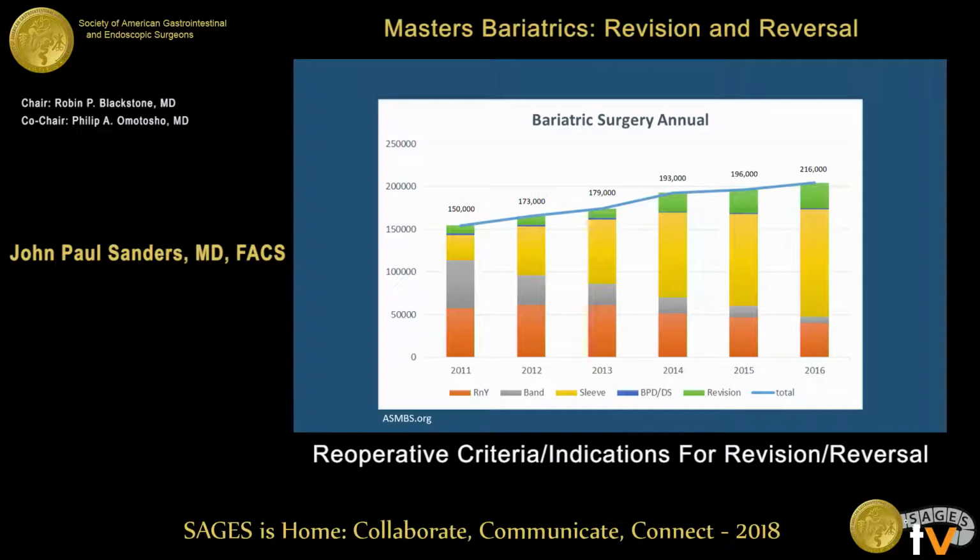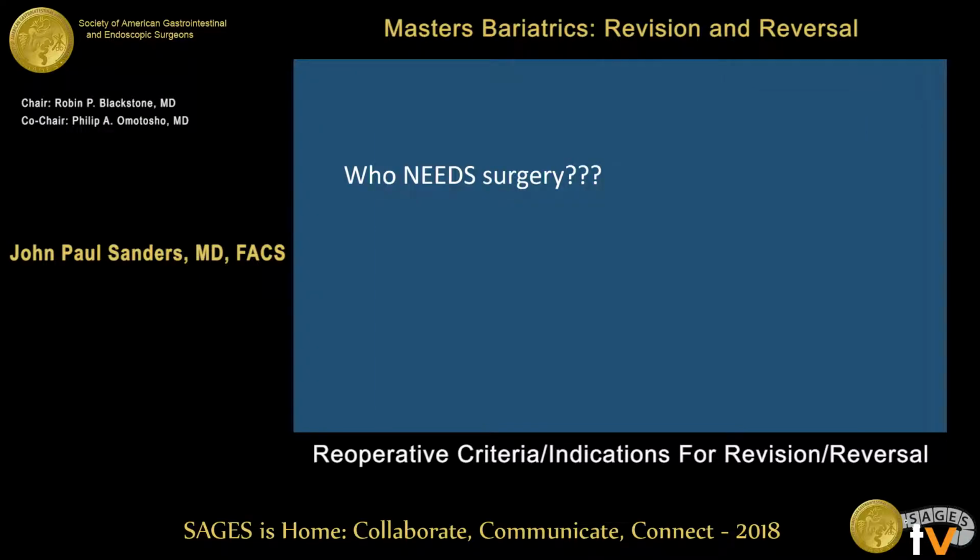Most interesting, though, if you look at the green segment on the stacks, those are the reversals and revisions. In 2011 through 2013, that was about 6% of the surgeries performed annually. By 2016, that increased to almost 14%. So that's a significant increase. And it makes sense. As you have more bariatric procedures performed annually, you have an increasingly large population of bariatric patients walking around with their bariatric anatomy. Some of them are developing complications, and some of those patients obviously are going to require surgery to correct those problems. So the question becomes, who needs surgery?